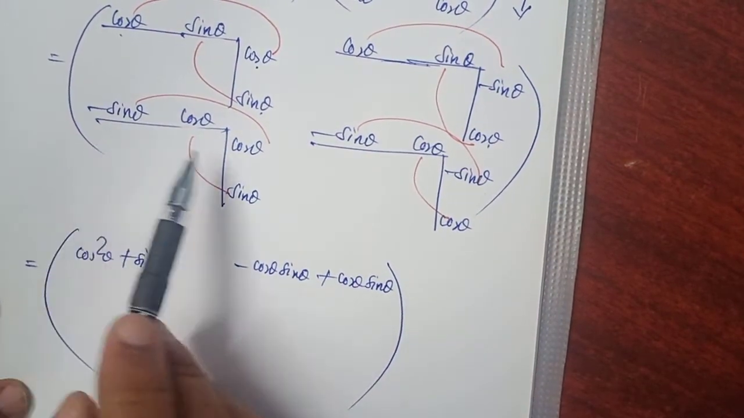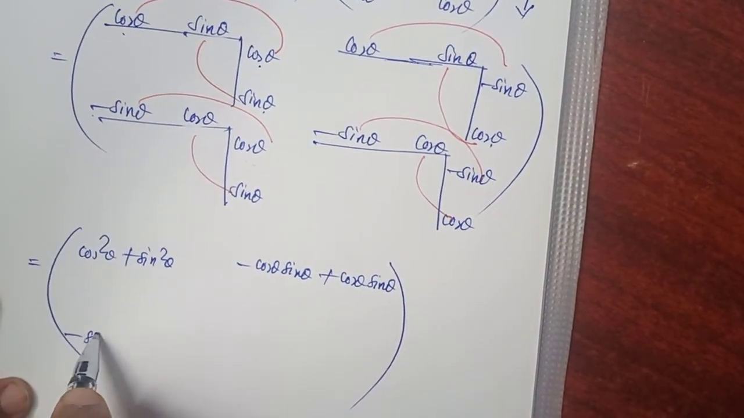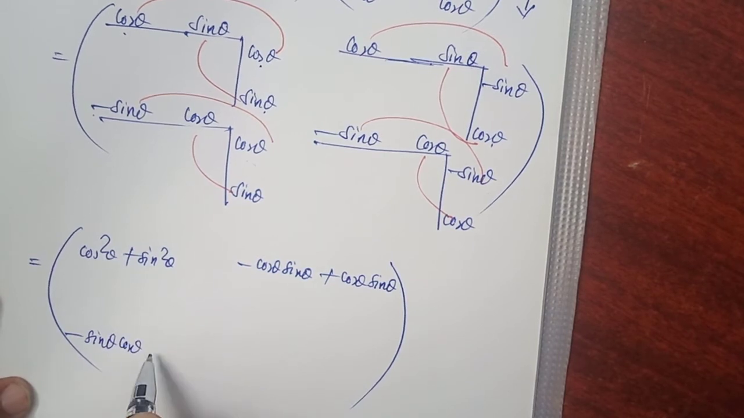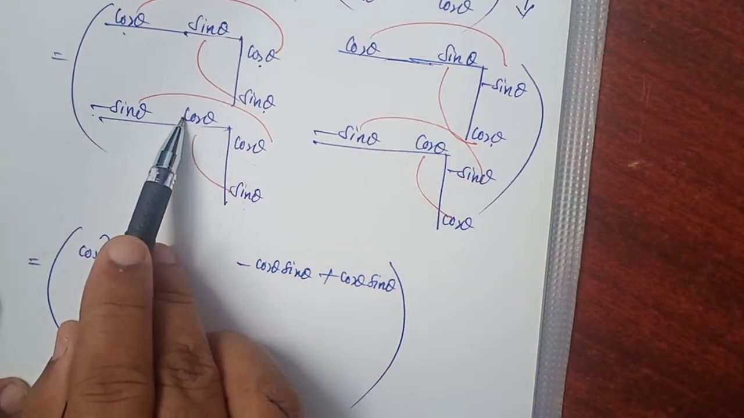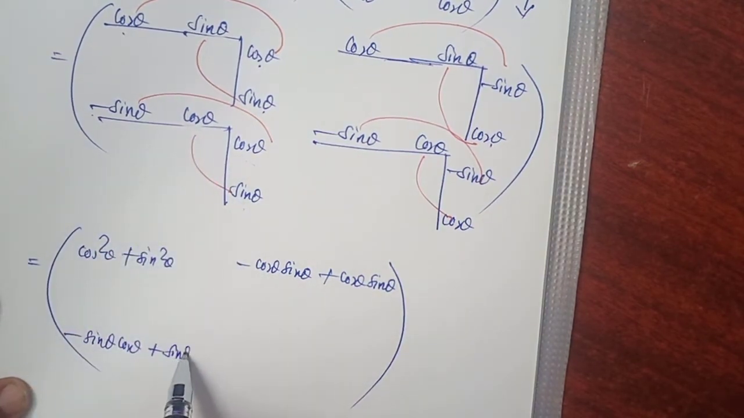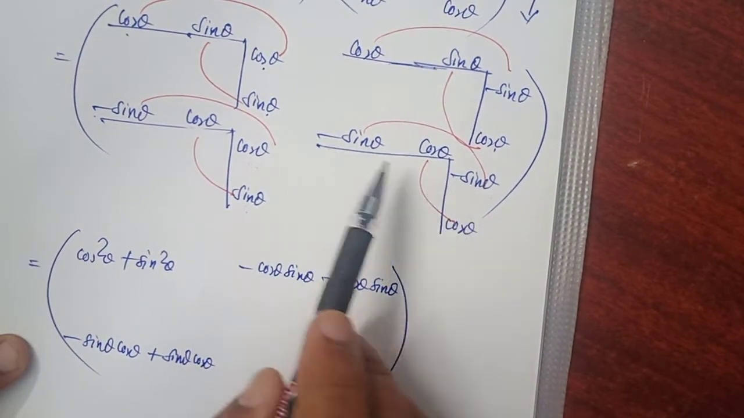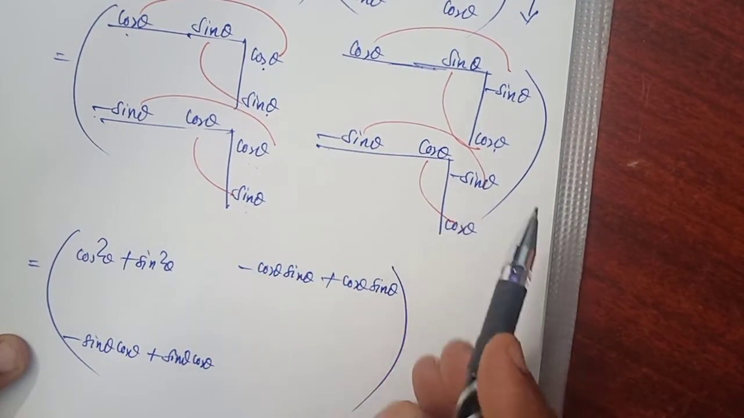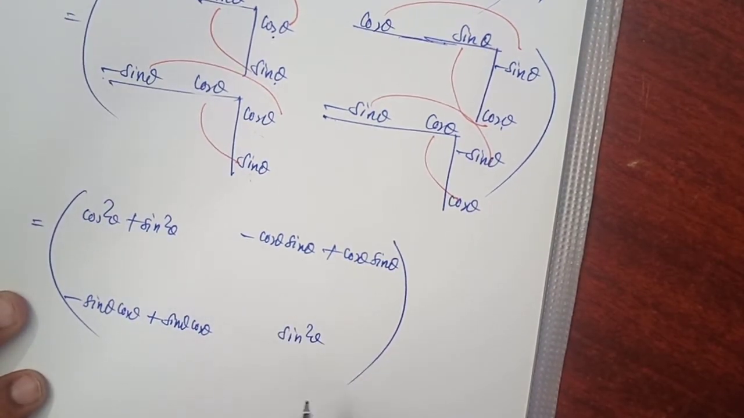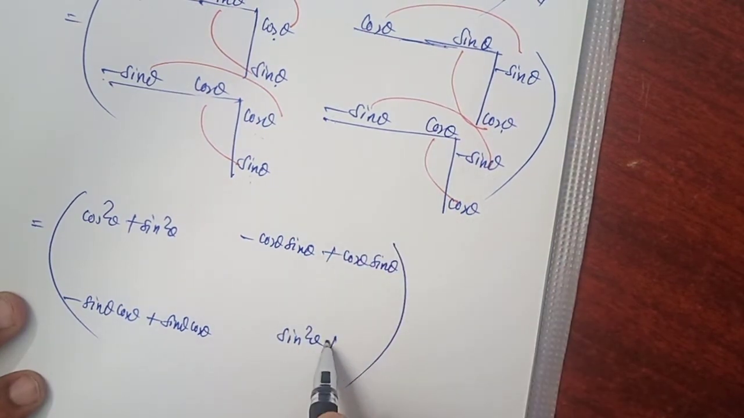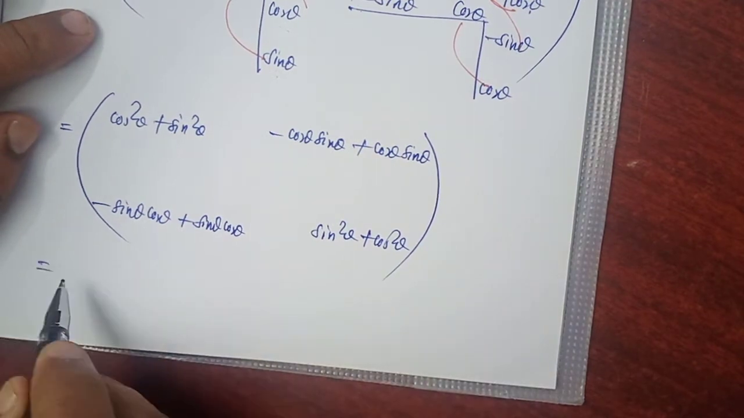Next multiply these two: minus sin theta cos theta, plus multiply these two, sin theta cos theta or cos theta sin theta, I write sin theta cos theta. Here you have to multiply these two: minus into minus plus, sin theta into sin theta, sin square theta. Then cos theta into cos theta, that is cos square theta, plus cos square theta equals.